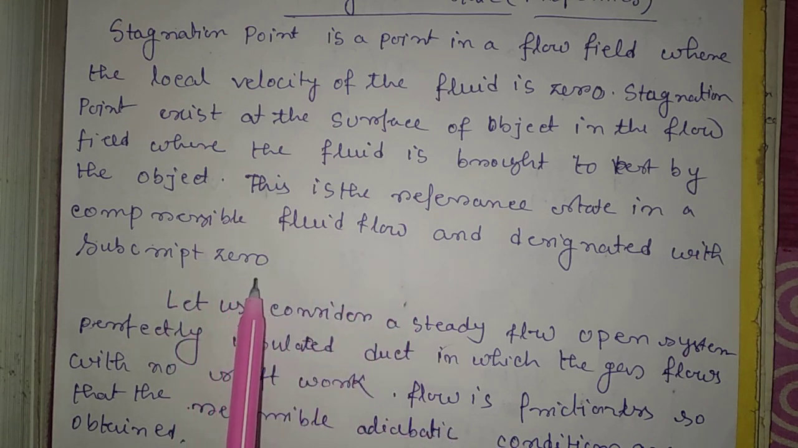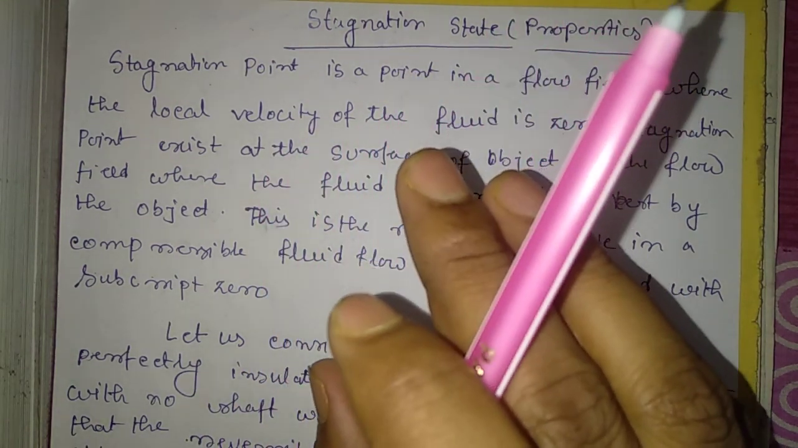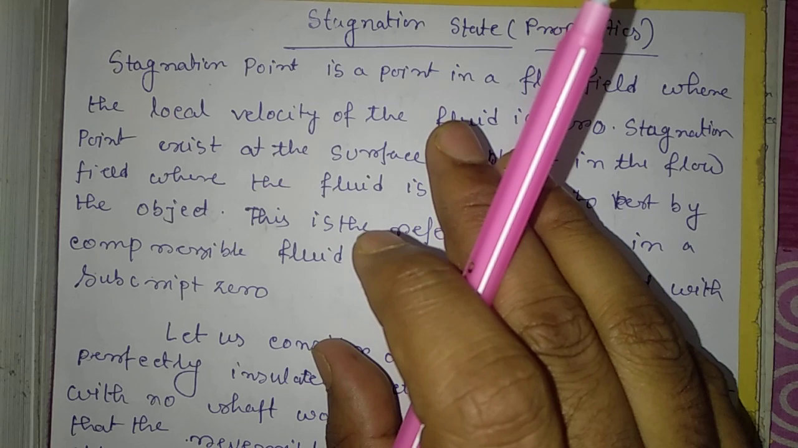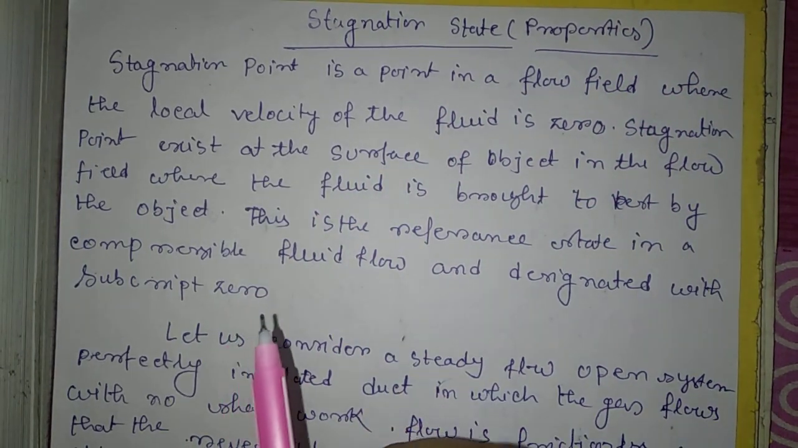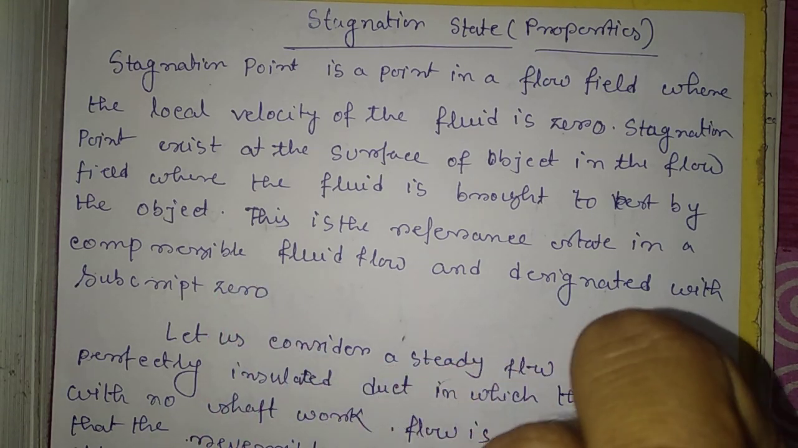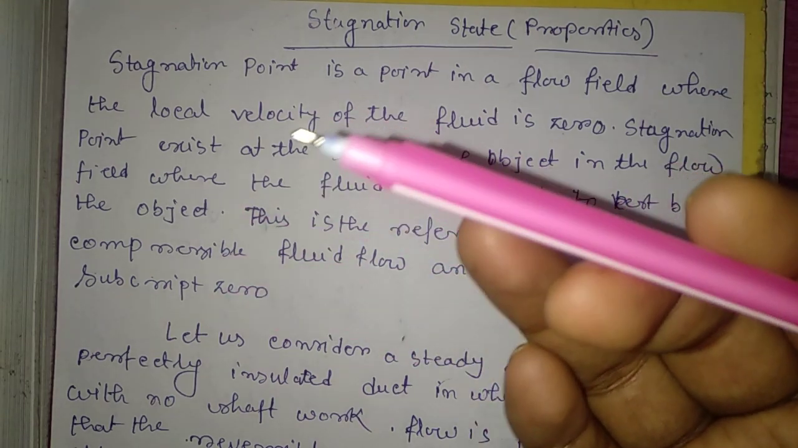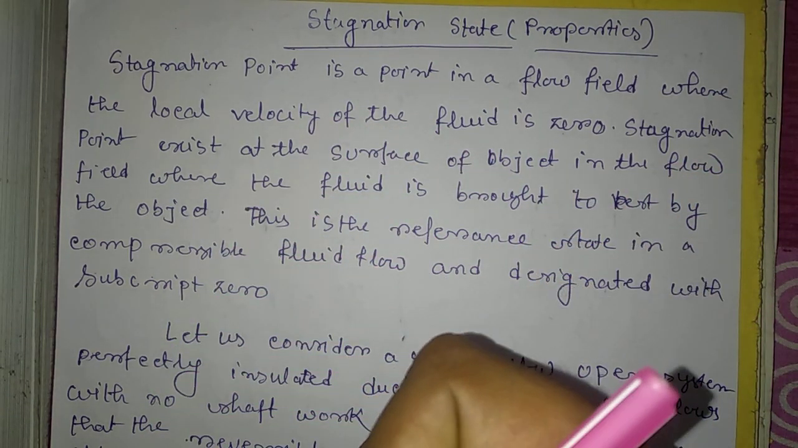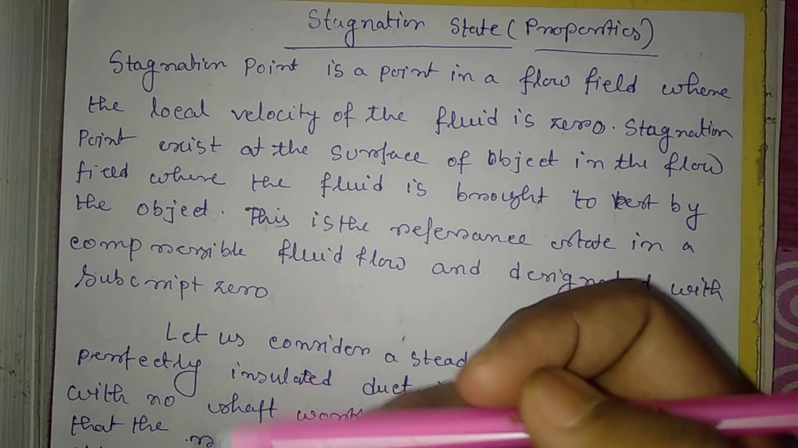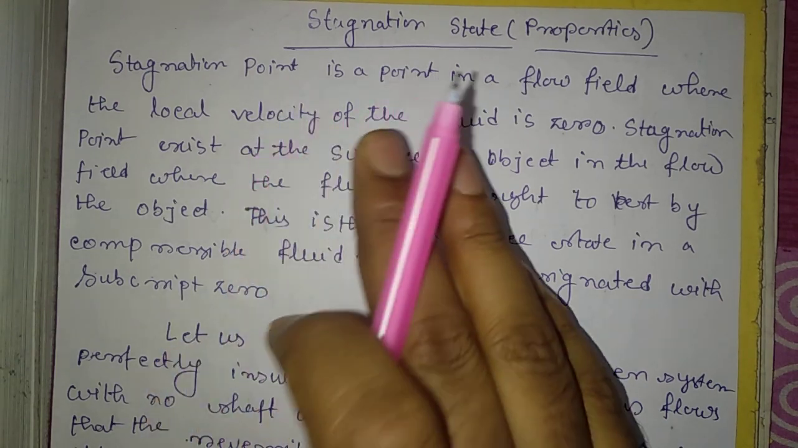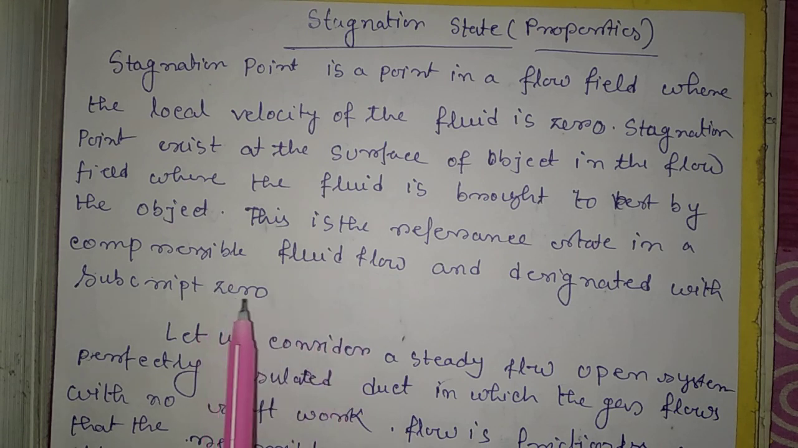designated with subscript 0. Stagnation properties are thermodynamic properties, or fluid properties, which define the state of a particular fluid system: its pressure, temperature, and density, and what the values of those are. That is defined as a stagnation property. This is the reference state in compressible fluid flow, designated with subscript 0.